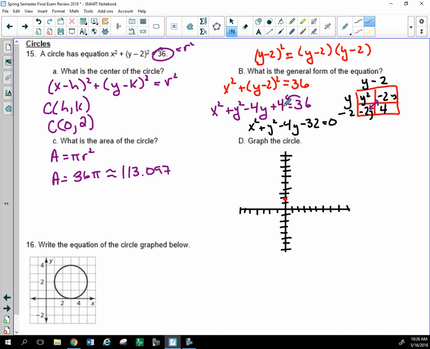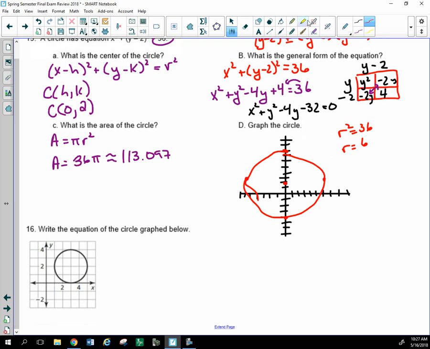Then from there, since my radius squared is 36, if I take the square root, my radius is 6. So from this point (0, 2), I'm going to count in every direction 6, and that will complete my circle. So 1, 2, 3, 4, 5, 6 down, 6 to the right, 6 up, and 6 to the left puts a point over there. It never comes out right, but I'll do my best to make the circle. And so that would be the graph of the circle that we're dealing with.